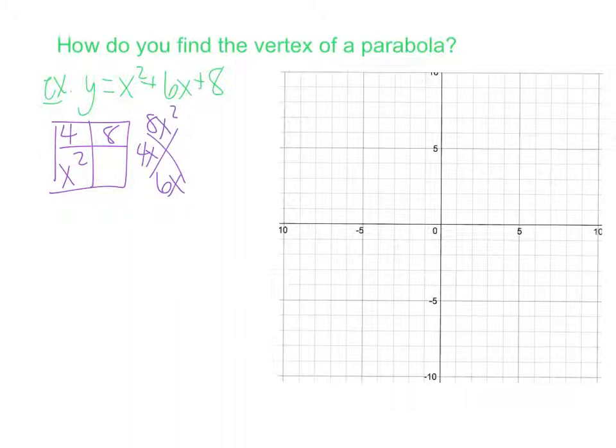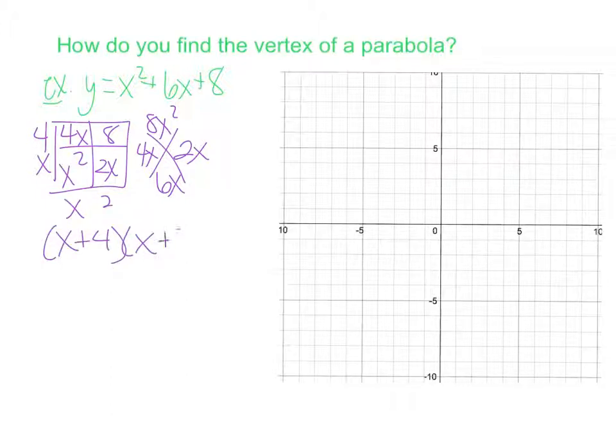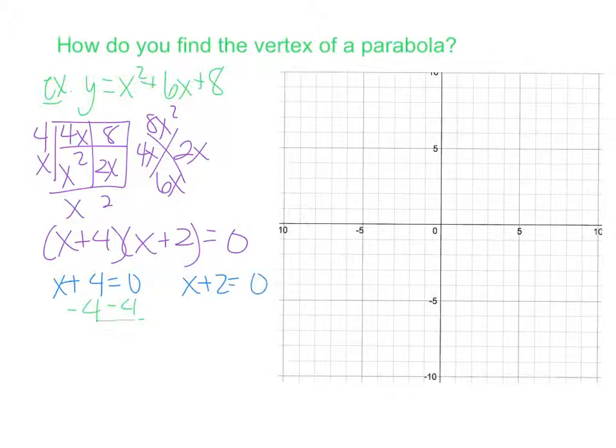So 4x and 2x would work, and once we plug them in, we can find the dimensions of a rectangle. So we'll have x plus 4 times x plus 2. These are our factors. We're going to set these equal to 0. So we are going to take x plus 4 equals 0, and x plus 2 equals 0, and we will solve for x. So x is equal to negative 4.